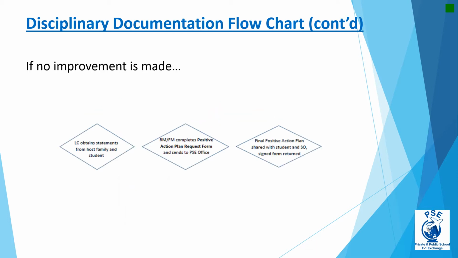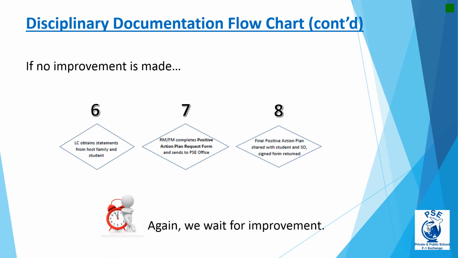If no improvement is made, Step 6. The local coordinator obtains written statements from both the host family and the student after speaking with them separately. Step 7. The regional manager completes a positive action plan request form and submits it to the PSE office. Step 8. The final positive action plan is shared with the student and the sending organization. The signed form is returned to the PSE office.